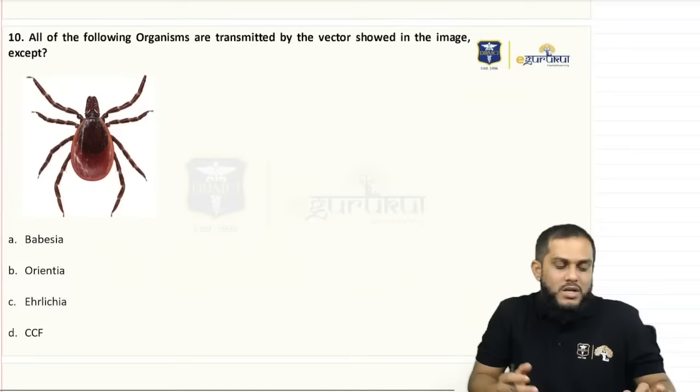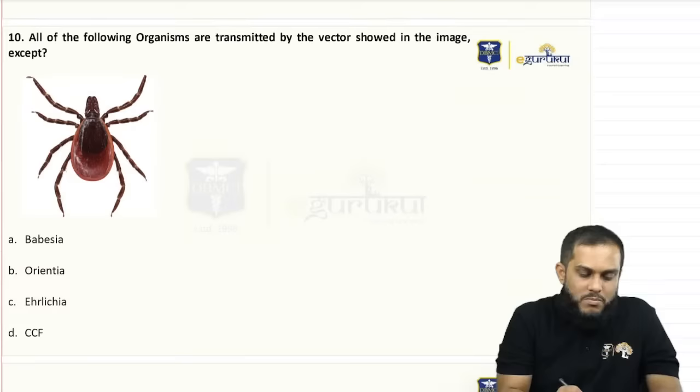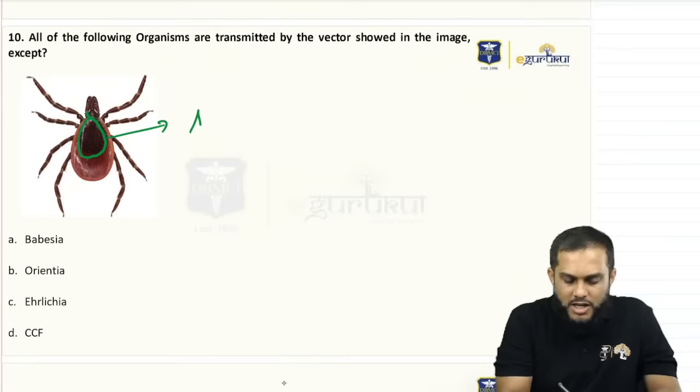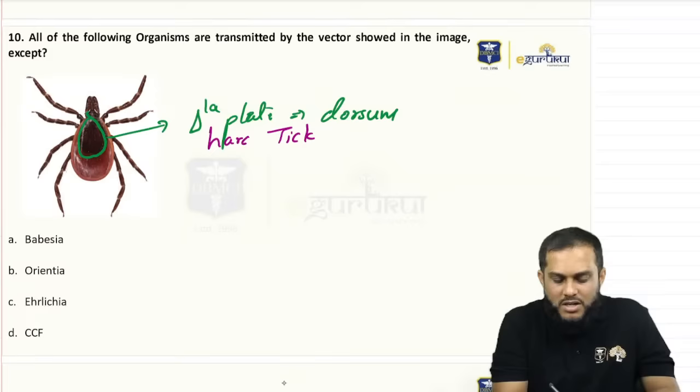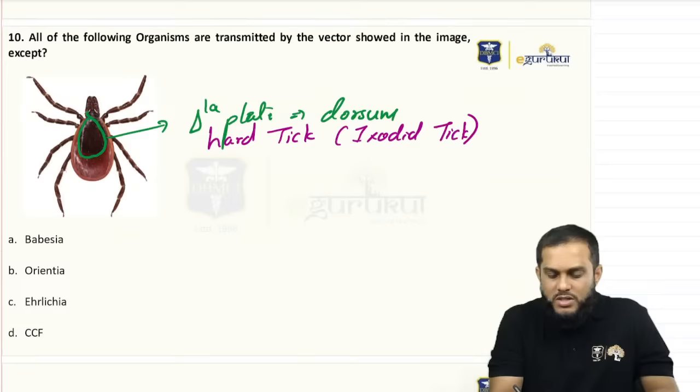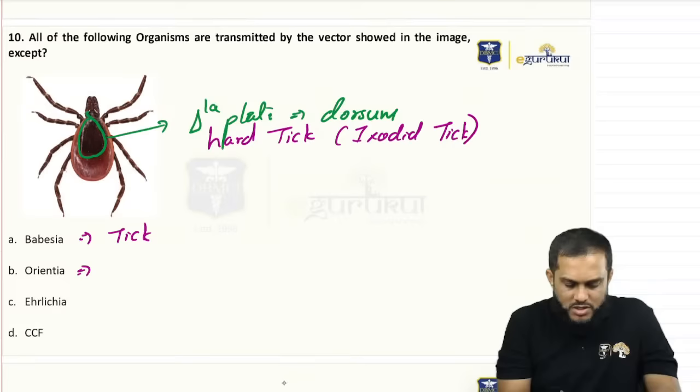Question number 10. All of the following organisms are transmitted by the vector shown in the image. See, this is the vector which has a triangular plate on the dorsum. If you see a triangular plate on the dorsum of the vector, that is the vector which is nothing but a tick, a hard tick, Ixodes. Borrelia is transmitted by the hard tick, Ixodes. Orientia is transmitted by the trombiculid mite. Ehrlichia is transmitted by Ixodes. CCHF is transmitted by Ixodes.